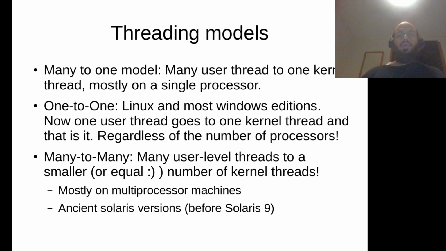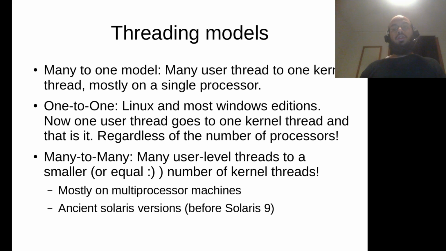One thing to note about the one-to-one model is that this doesn't really change with the number of processors you have, because at the end of the day, whether you have a single processor or multiple, it doesn't matter. It's a one-to-one. This is why I have always been talking about kernel threads as, I mean, there isn't really a difference between user threading and kernel threading, okay? And that is the Linux model, and this is how most Windows operating systems work right now.